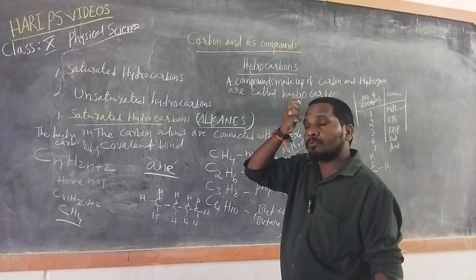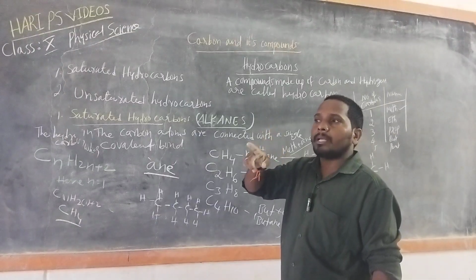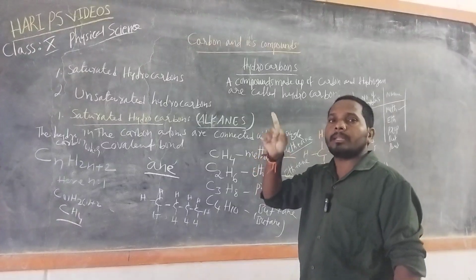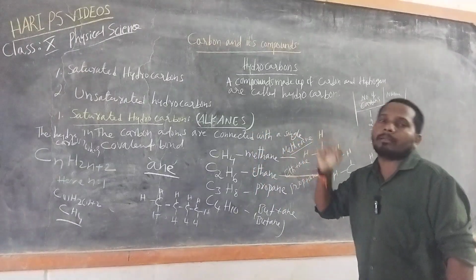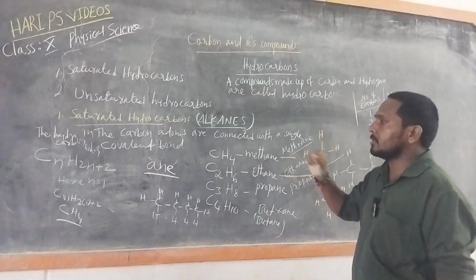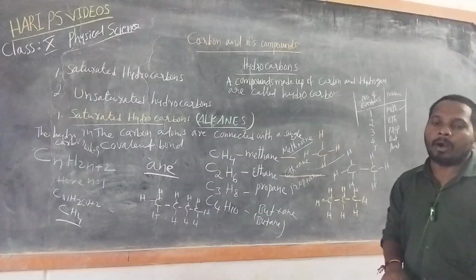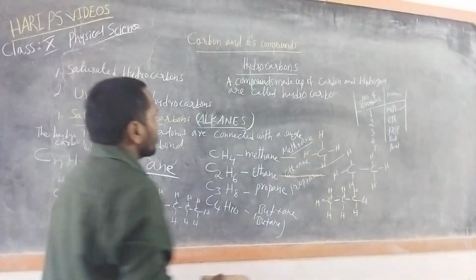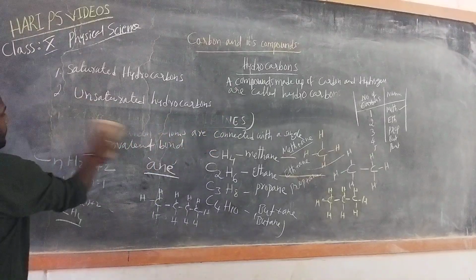The compound has only one carbon, you can call it meth plus ane, methane. 2 carbons, eth plus ane, ethane. 3 carbons, prop plus ane, propane. Like that we need to write. Observe that all have single bonds only. Then saturated hydrocarbons are completed.